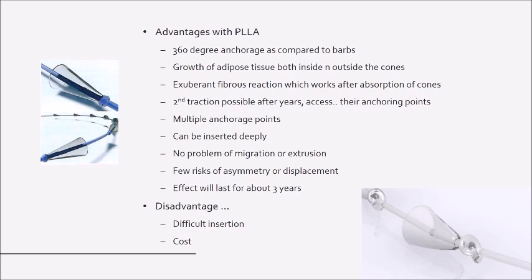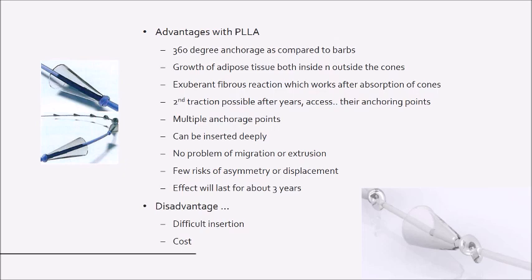Adipose tissue does grow inside and outside. It has an exuberant fibrotic reaction, and if the thread is made up of polypropylene, you can have a second reaction possible after many years even. It does have multiple anchorage points and it can be inserted deeply as compared to the other threads. There are no problems of migration or extrusion. There are few risks of asymmetry or displacement, and their effect will last for about 3 years. But the disadvantage is difficult insertion and methodology, and the cost, definitely.